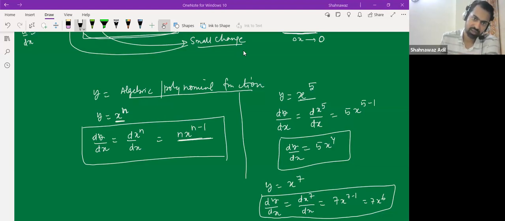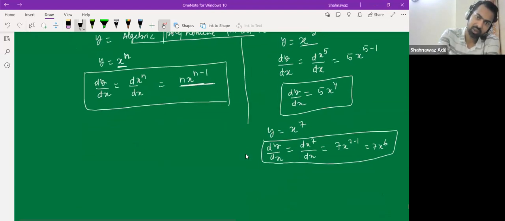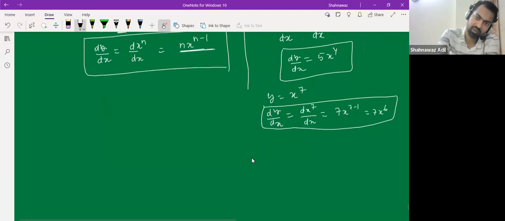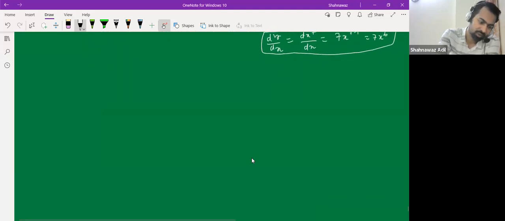Amna has just joined, so I'm talking about what we have learned so far. This would be revision for you. So this is about the polynomial function. Understood, Amna? Now you tell me, if y is equal to root x, then what would be dy by dx? Can you find out?